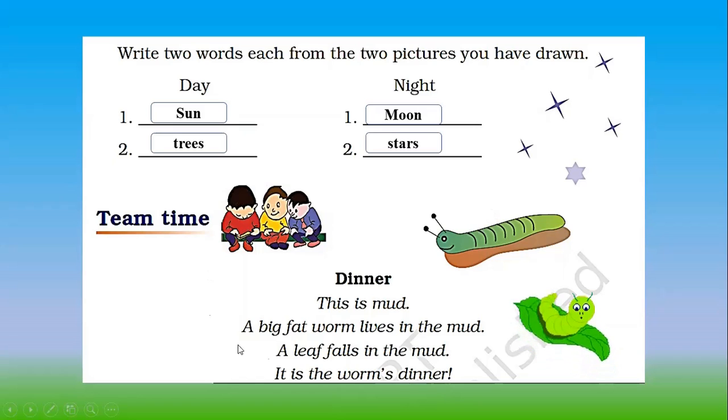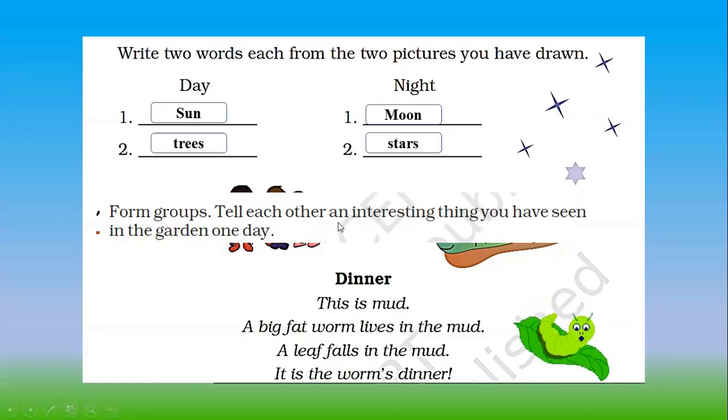So let's read it again, children. This is mud. A big fat worm lives in the mud. A leaf falls in the mud. It is the worm's dinner. Now, does anyone want to eat leaves for their dinner? No way, right? Now, children, think about some interesting thing you have seen in a garden one day.